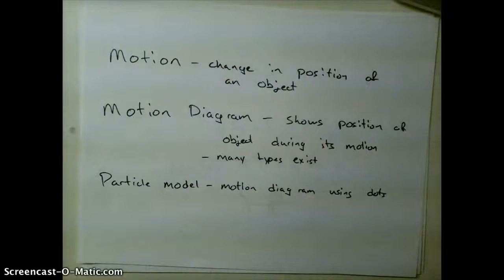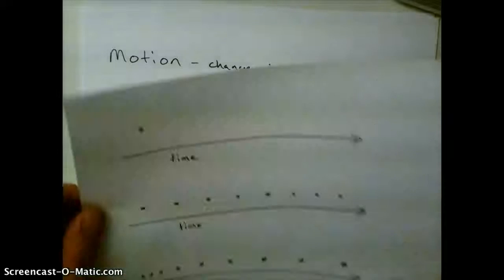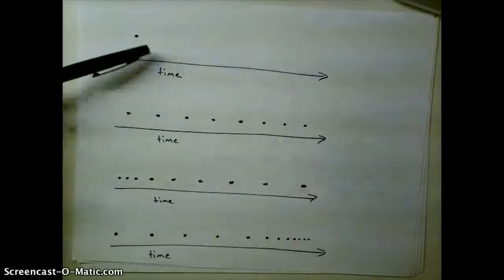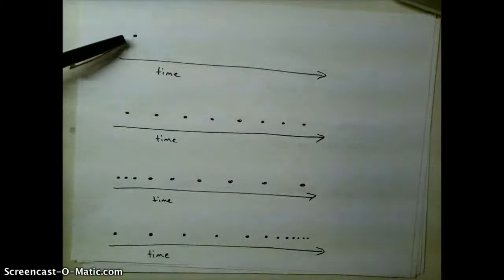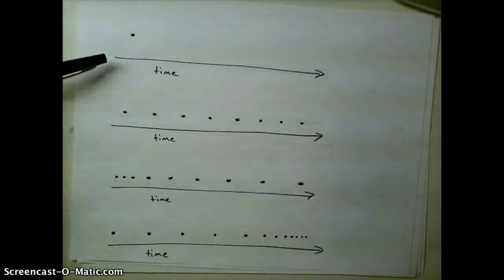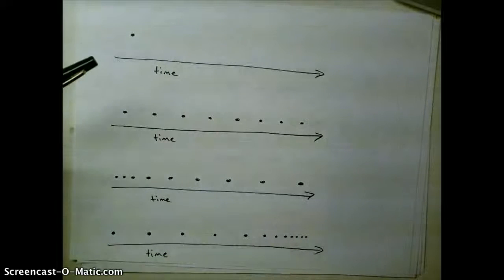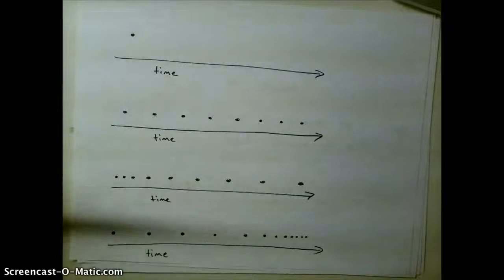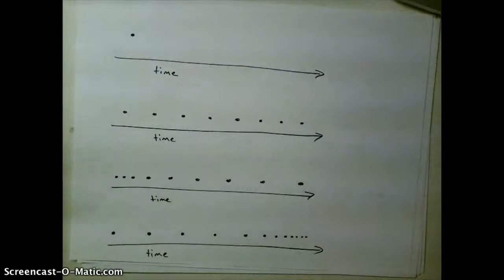A simplified version of a motion diagram is called a particle model. Now, looking at a couple of different particle models here, we can see a couple of things happening. For example, in this first particle model, we have a single dot, and as time moves across to the left or to the right, nothing is happening. The dot hasn't moved, so this would be a case where we have something that's not moving at all.